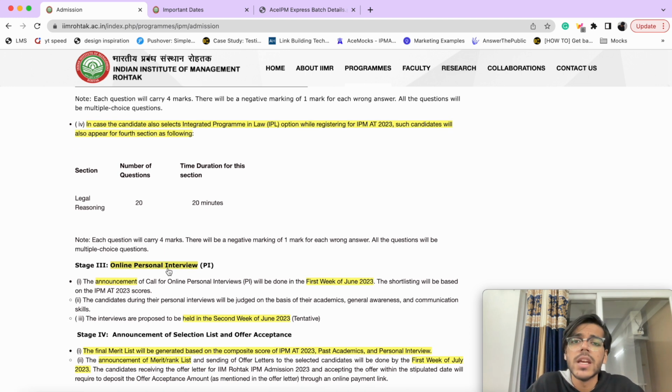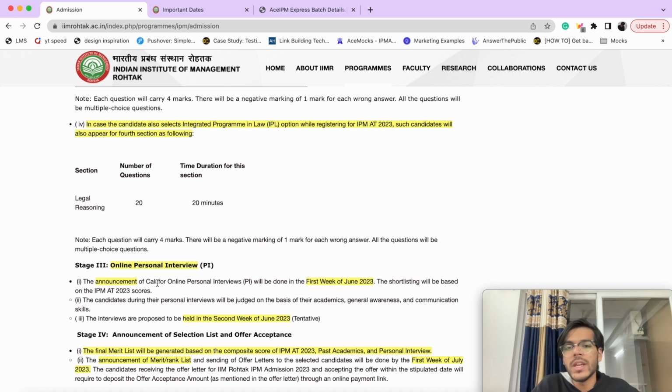Another thing is that even though COVID does not seem to be an issue anymore, IIM Rohtak has chosen to continue with online interview rounds, just like last year. After you get shortlisted on the basis of the cutoffs that they might release, you will be called for these interviews. The announcement of the dates for these interviews would be in the first week of June, and your interview will then be held in the second week of June.